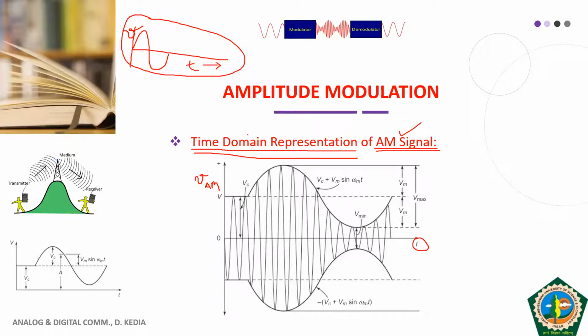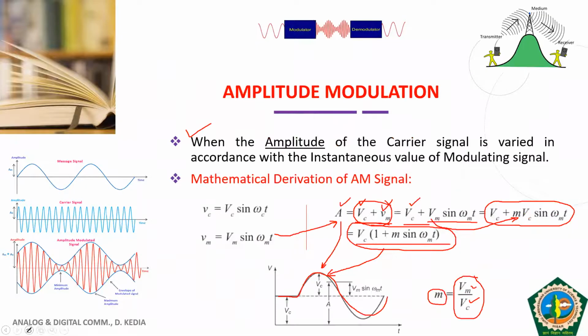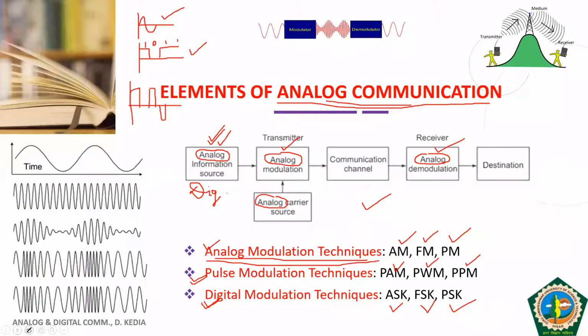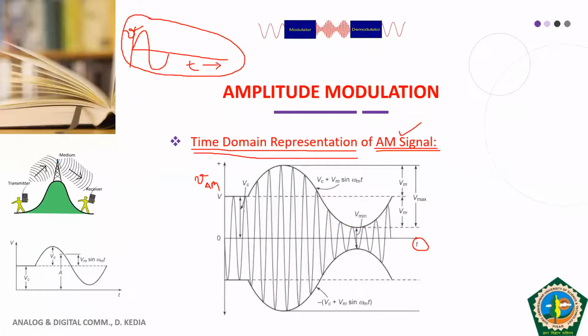I have already explained this graph in the previous slide, and if I go back, it is the same thing. I explained that VAM is the instantaneous value, A is the amplitude which is varying, and omega c t is the carrier frequency. This is the instantaneous value of the amplitude of the AM signal, like the one shown on the left hand side.